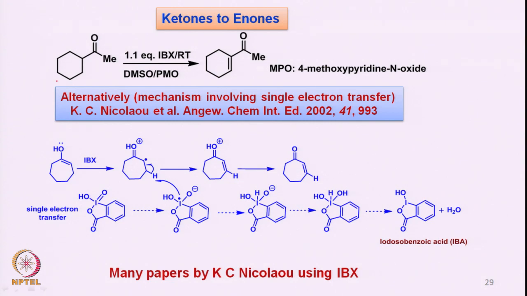Instead of a diketone, one can start with the ketone and you can get the corresponding enone. So in this particular case, the reagent of course is IBX, and now you need only one equivalent of the reagent, because you already have the ketone, we do not have an alcohol. But it is found that 4-methoxypyridine N-oxide, which is what is called MPO, not PMO, is used as a ligand to allow this reaction to take place faster.